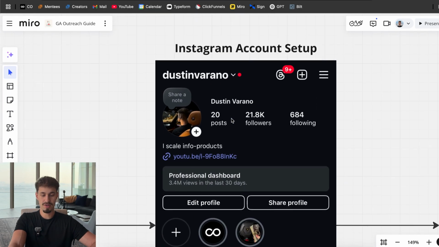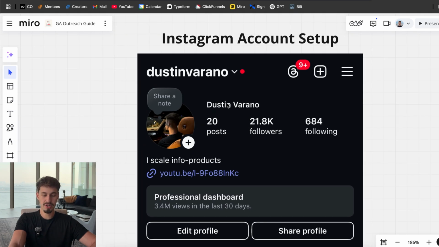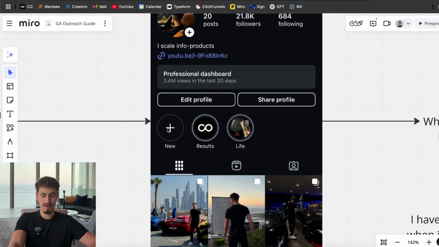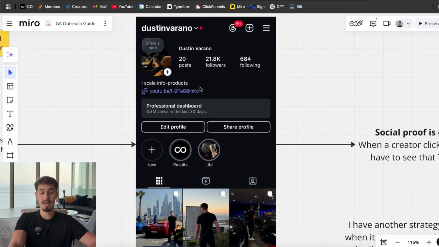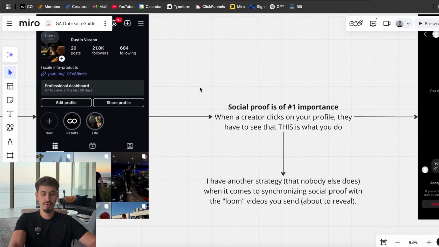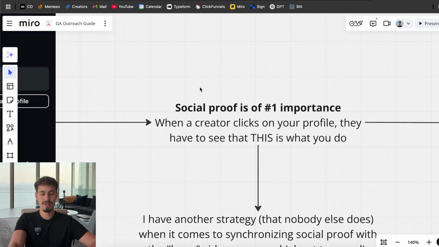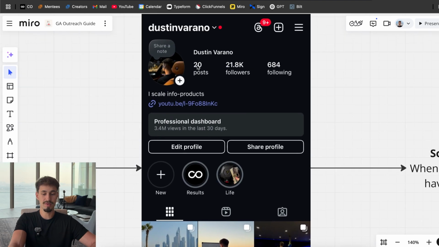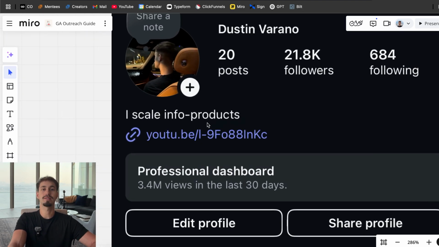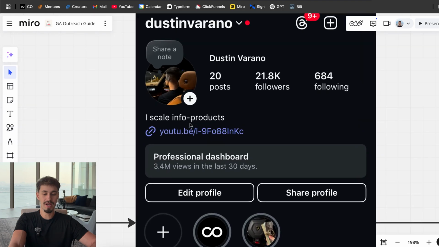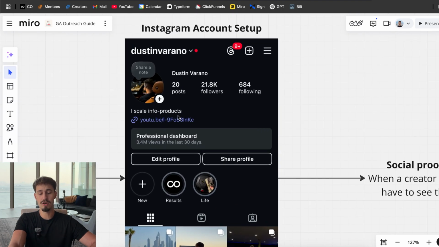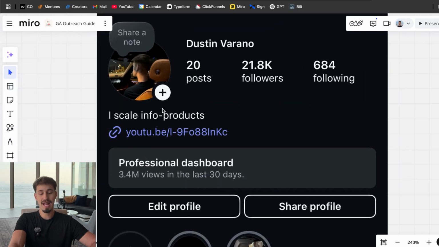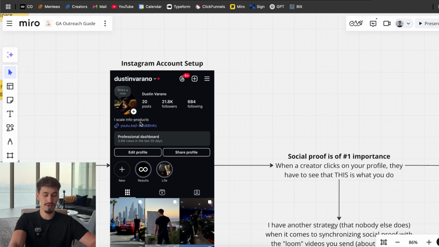Here's what my profile looks like. Nice profile picture, it's my name. I've got a highlight with results, I've got all these pictures up. It looks like a person, okay? Social proof is of number one importance. When a creator clicks on your profile, they have to see this is what you do. Look at my bio: I scale info products. They know instantly this is what I do. And then I have a YouTube link in bio that goes to one of my videos. Not all of you are gonna have content like that, but all of you need to have content like that, and it needs to be clear that this is what you do.